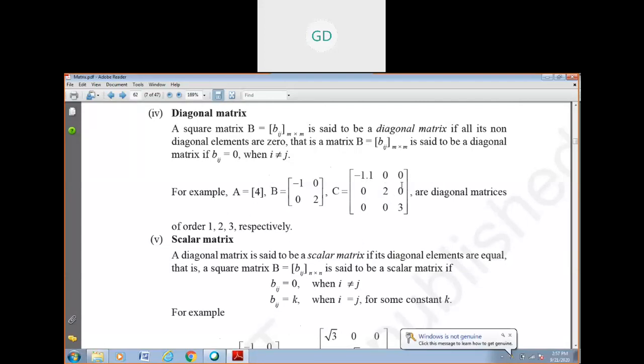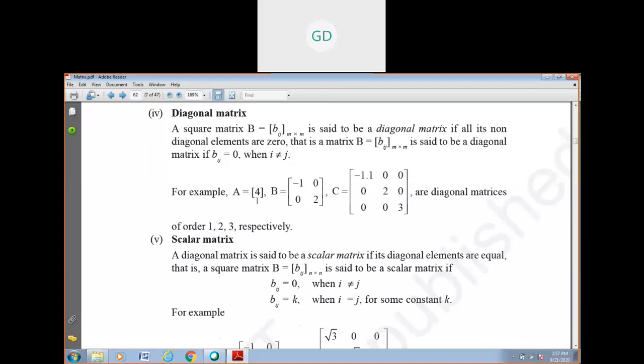Non-diagonal elements are 0, but whatever the diagonal elements might be, there is no restriction on the behavior of the elements along the diagonal, but the non-diagonal elements must be 0. If non-diagonal elements are 0, then it is called a diagonal matrix. In example B, this 2 by 2 matrix is square, the number of rows and columns are the same. Along the diagonal the elements are minus 1 and 2, and these 2 non-diagonal elements are 0. So it is a diagonal matrix.